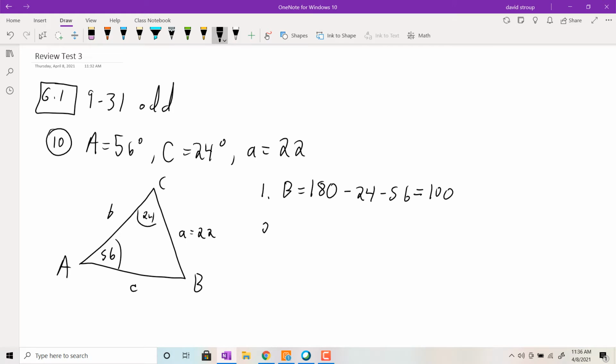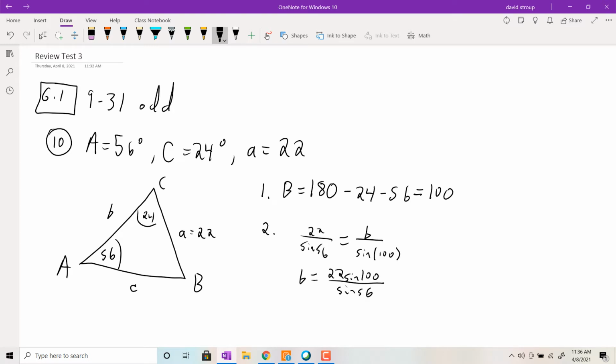So I'll start by working with the A values, because I know the angle and the side a. So we have 22 all over sine of 56. And on the other side, you could get a length b or a length c. I'll get length b first. So b all over the sine of 100. Okay, and then you just multiply both sides by sine of 100. So b equals 22 sine of 100 all over sine of 56.